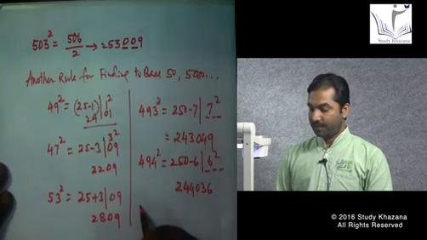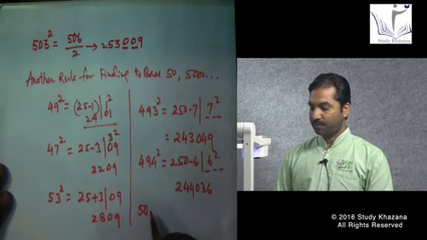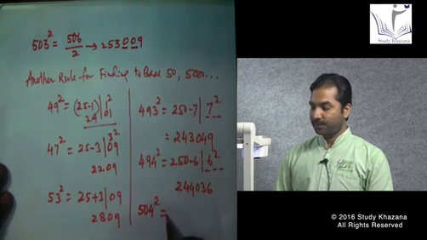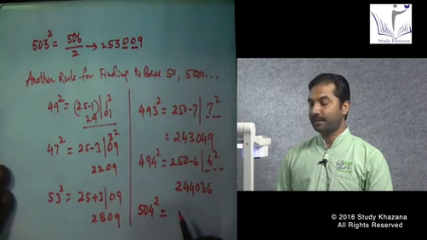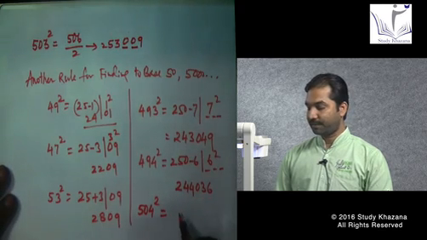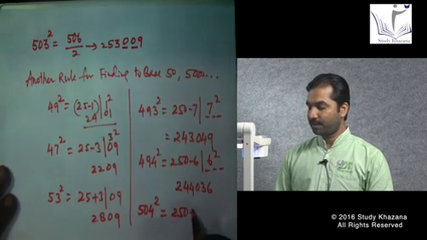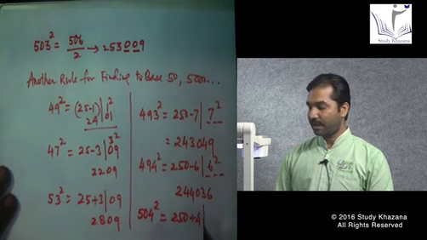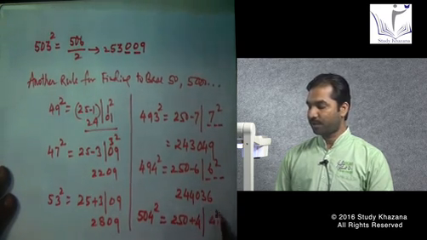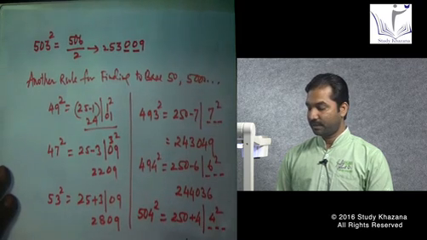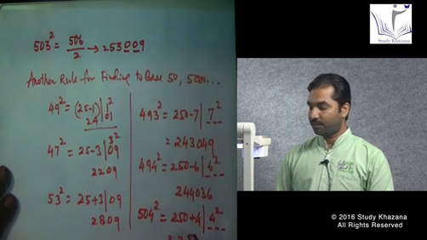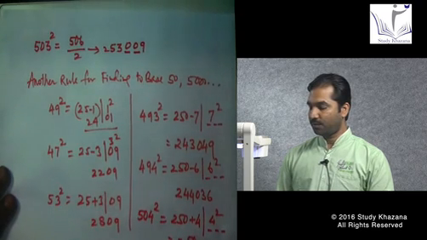If we have an example like this, 504 square, it is 4 more than 500. So we add 4 to 250, 250 plus 4, and here is 4 square in 3 digits. It becomes 254016, right?